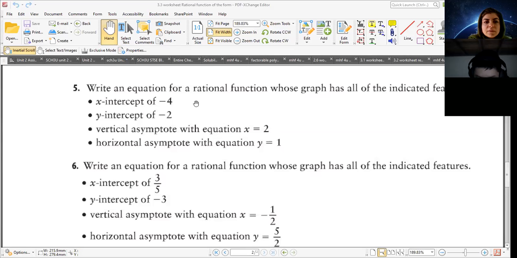So question number 5: write an equation for a rational function whose graph has the following: x-intercept, y-intercept, vertical asymptote, horizontal asymptote. Again, you just write from the general form, ax plus b divided by cx plus d. First thing you do is the horizontal asymptote is a over c, so your a over c should be 1. So the coefficient of the x should be 1, and the coefficient of the c should be 1 as well. Make sure the ratio is 1, right?